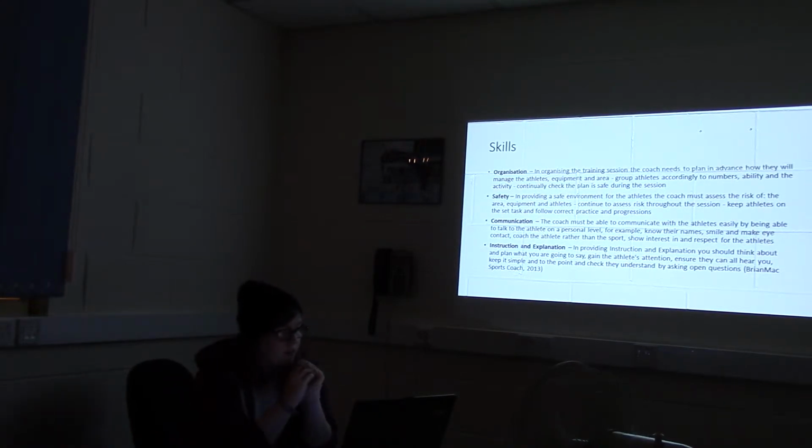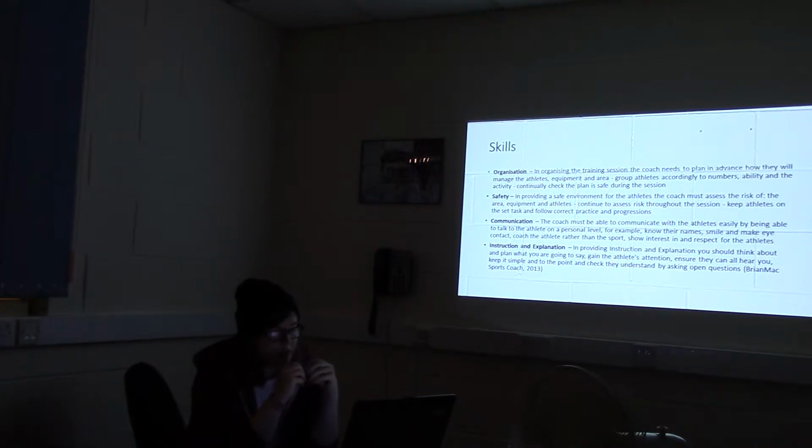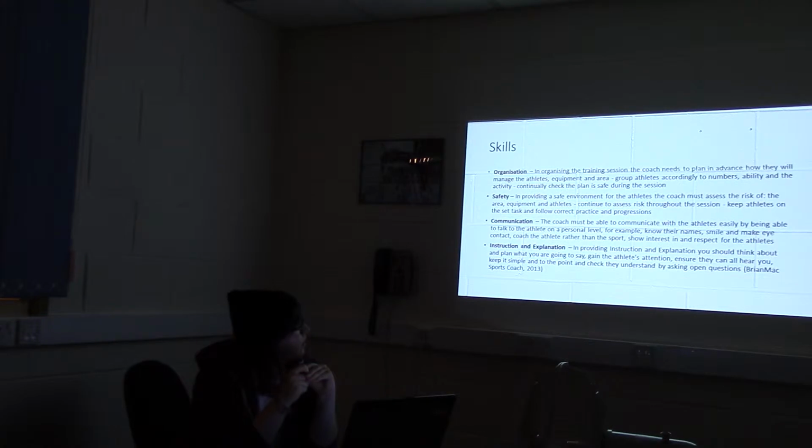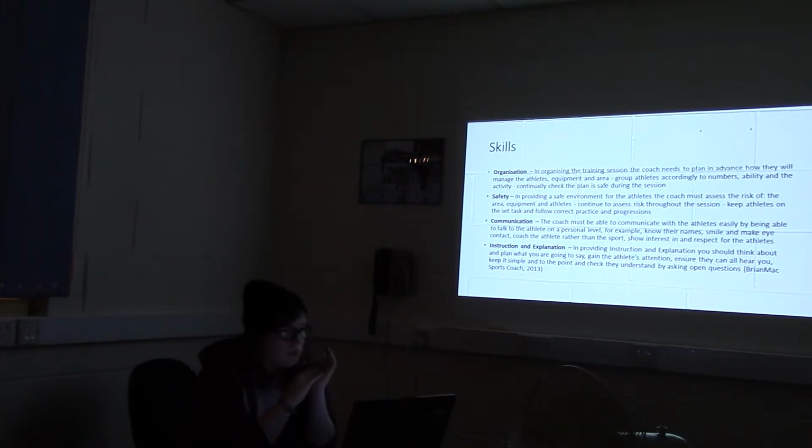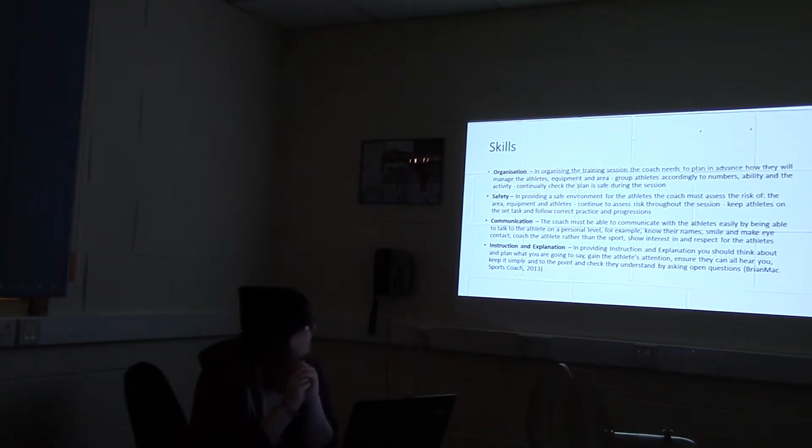This leads on to safety, so as a coach you should be able to provide a safe environment for the athlete and assess the risks of area, equipment and athletes. Again, continually assessing the risk through the session, keeping the athlete set on task and following the correct practices and progressions. Should be able to communicate well with the athlete on a personal level, so knowing their names, making eye contact, coach the athlete rather than the sport, and show interest and respect for the athletes.